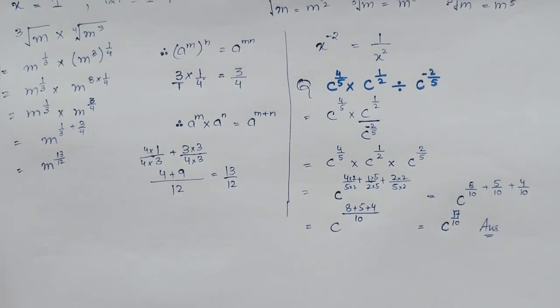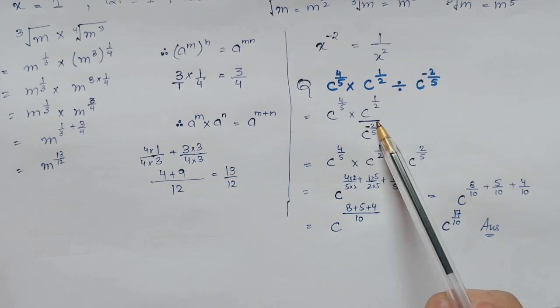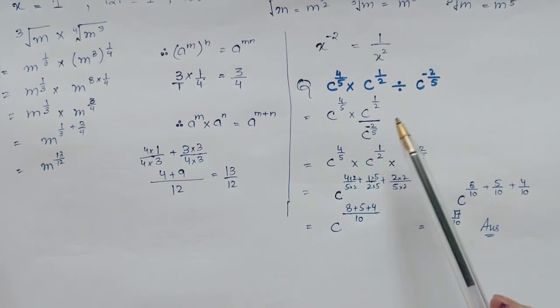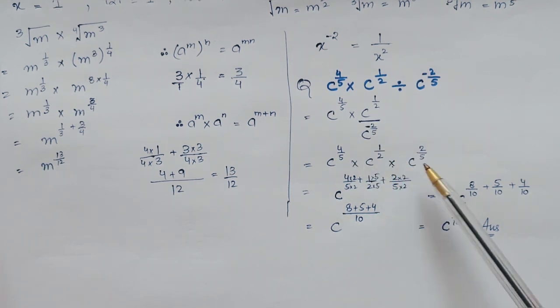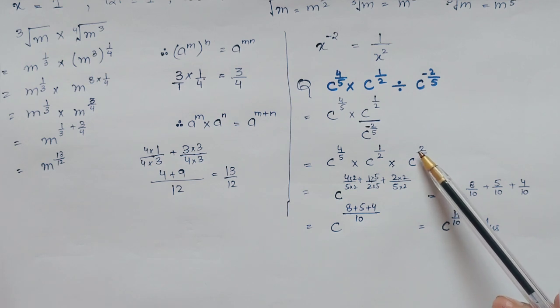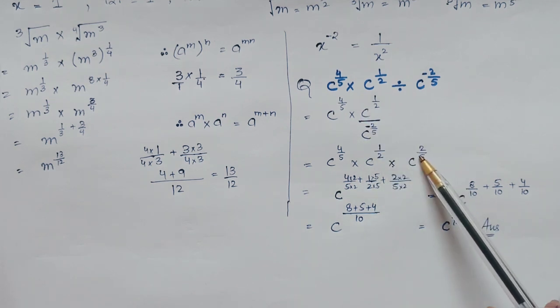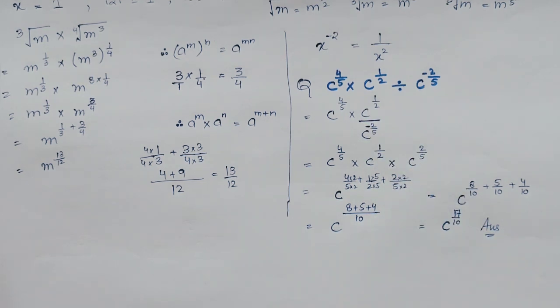I hope you understood it. This is your division symbol, so I write it like this, and you know when we change divide into multiplication, the power sign is also changed. Negative becomes positive, positive becomes negative. So this is your indices.